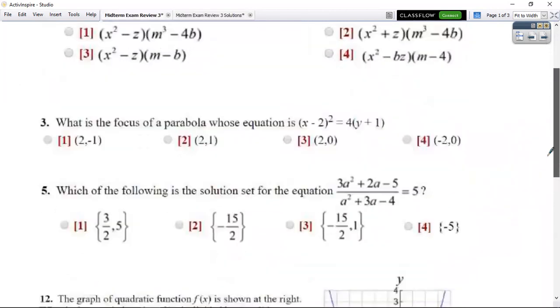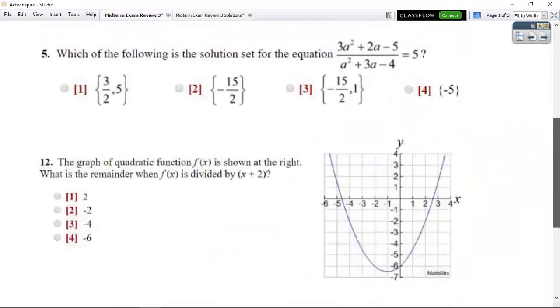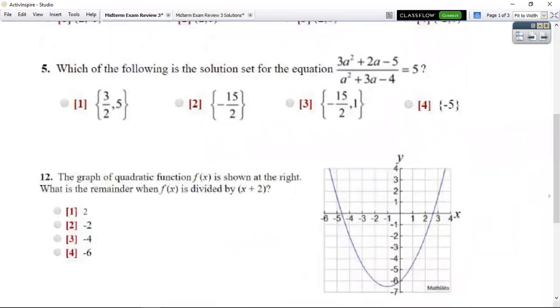Number 5 is a challenging question. There are a couple ways that you can approach this. So on number 5, it says, which is the solution set? So I have a fraction right here equal to 5. I did see some of you factor this, which is a great thing to start with, but you would have gotten stuck. So that's the issue with factoring it. So instead, try this approach.